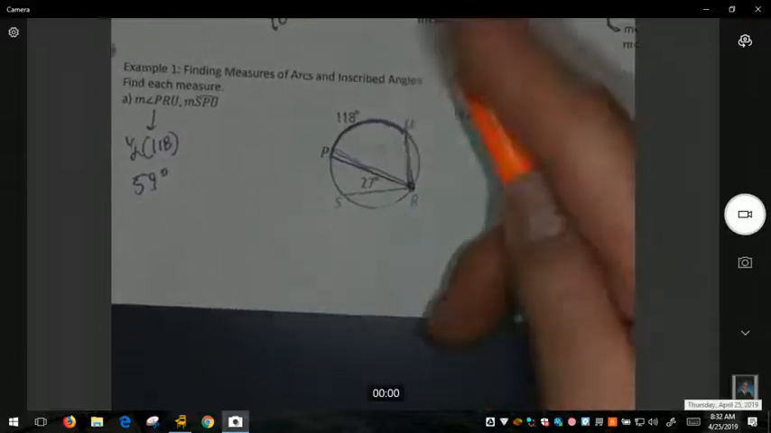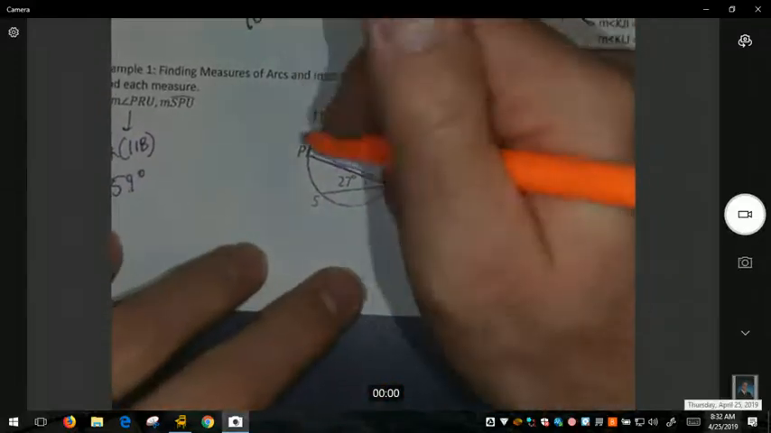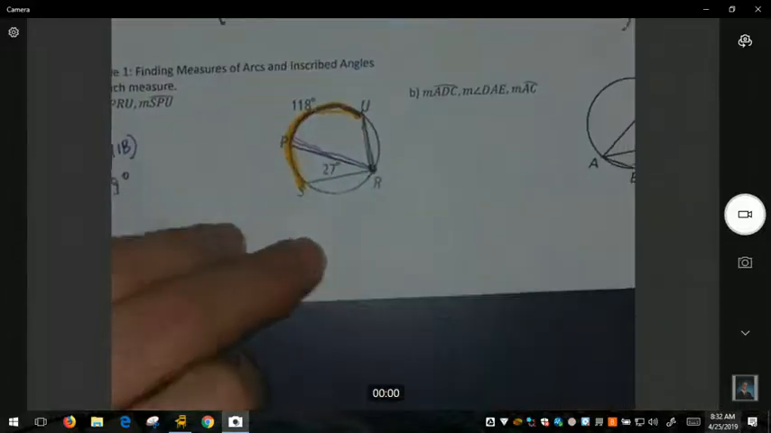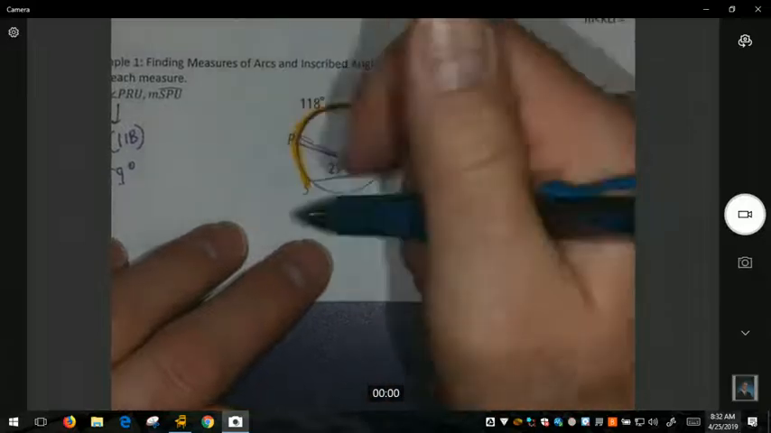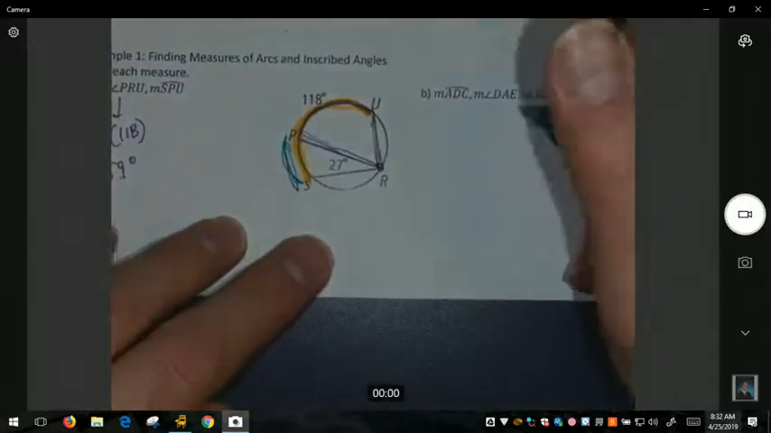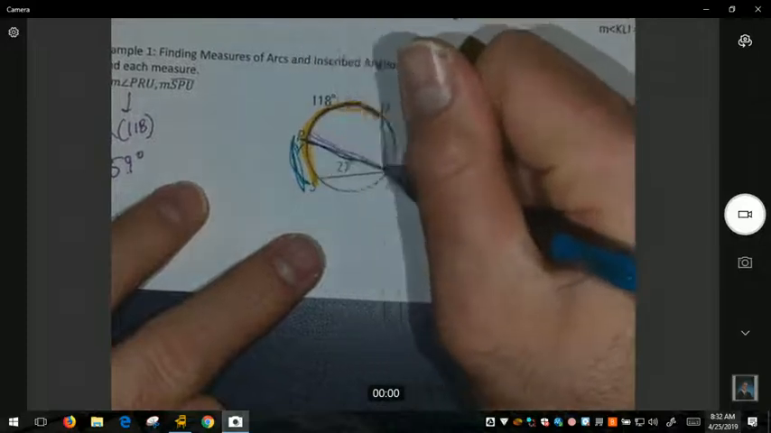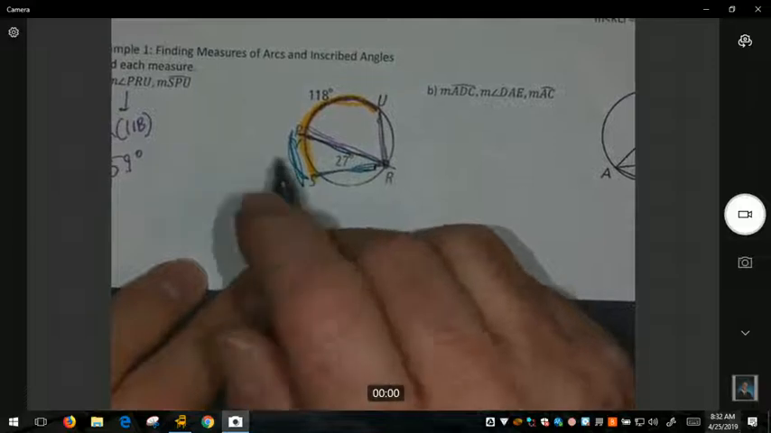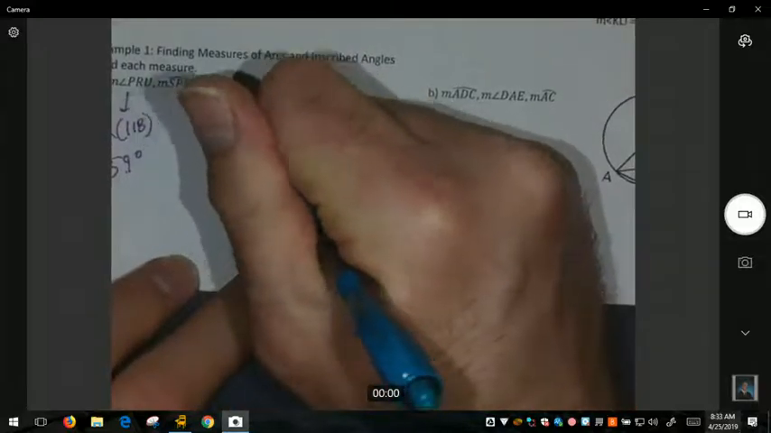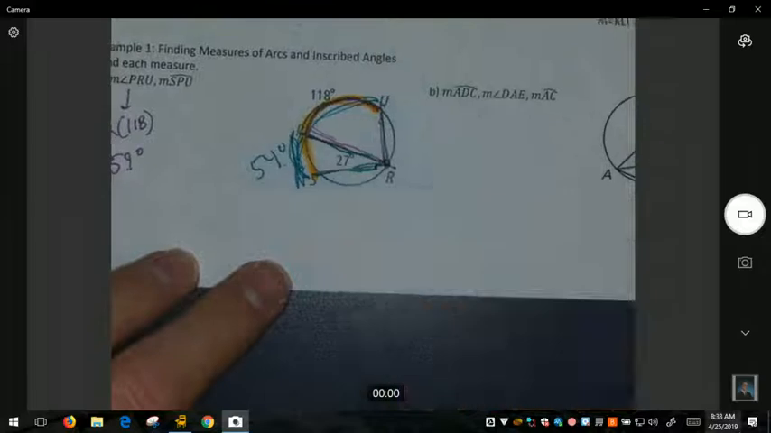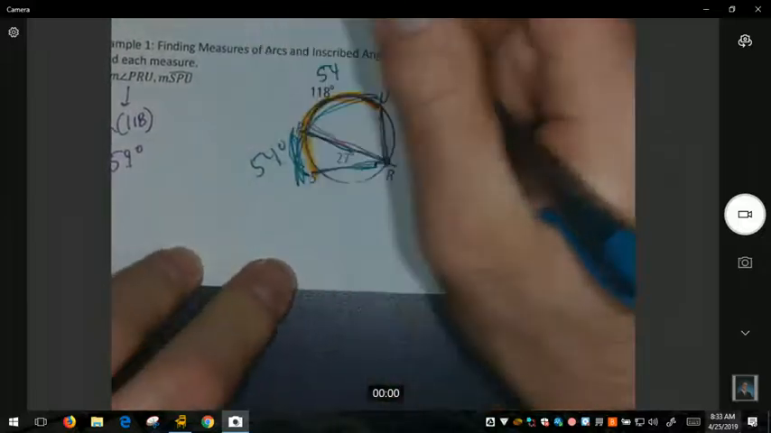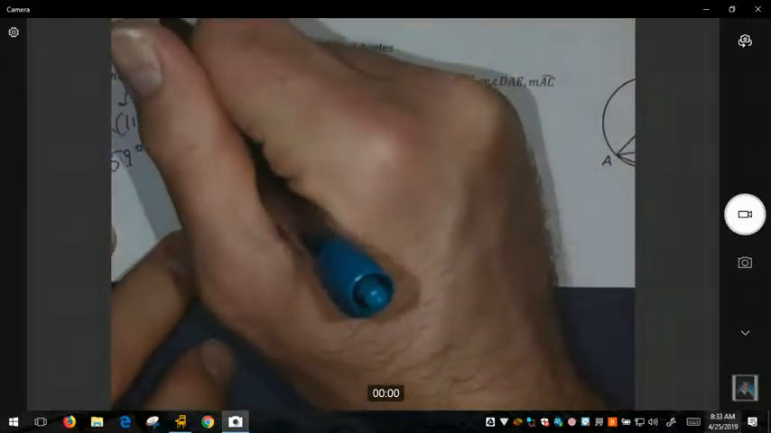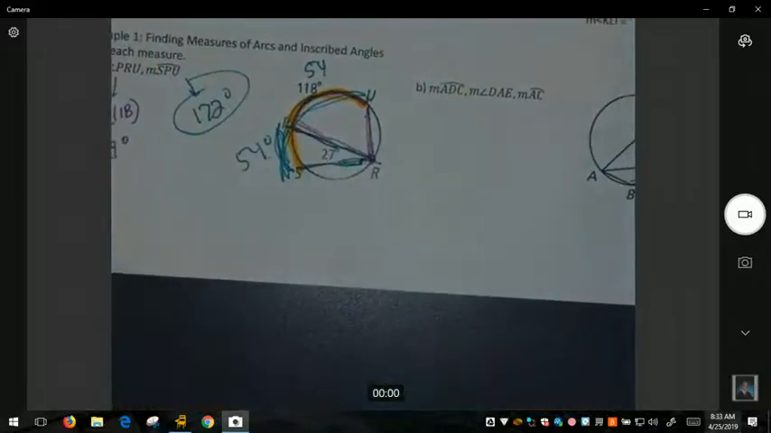They also ask for the measure of arc SPU. SPU is this full arc. Well, we already know that this part is 118. What I don't know is PS. But if I look back at this inscribed angle, which is 27 degrees, that means that this arc has to be twice as much, 54 degrees, added together with the 118 will give us 172. Unless I added wrong.